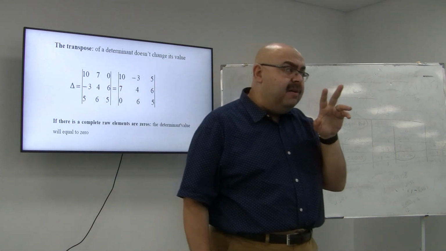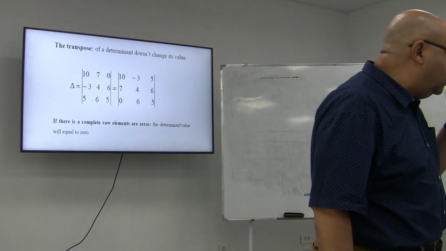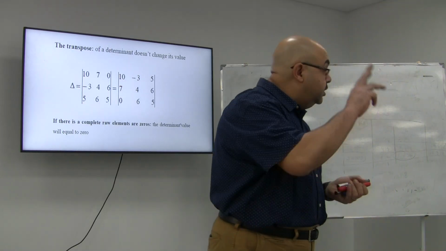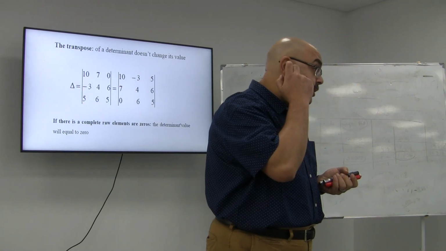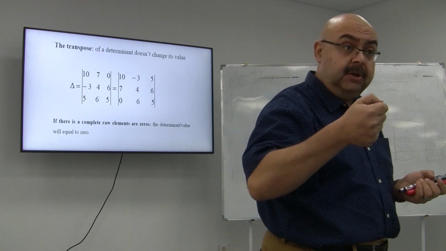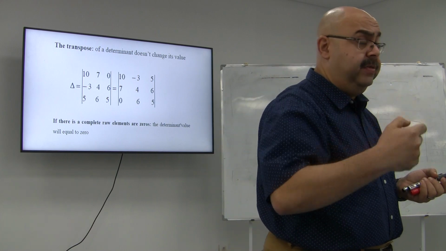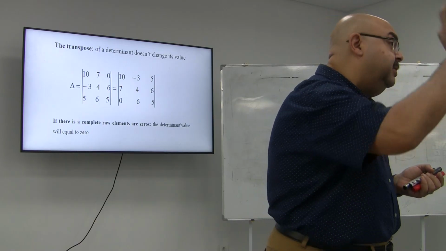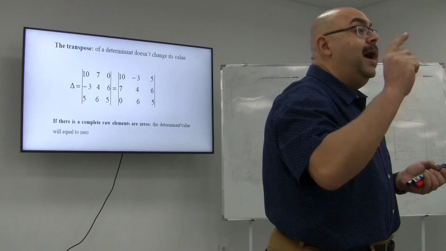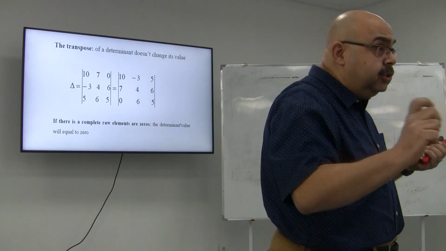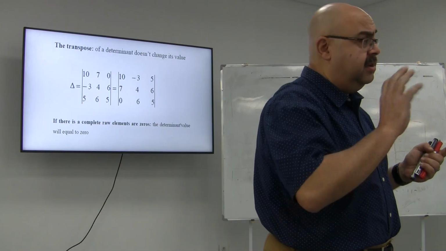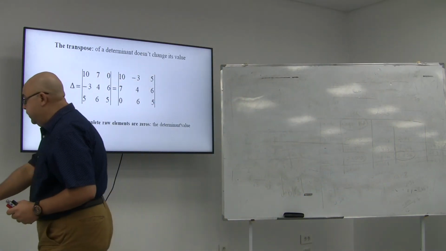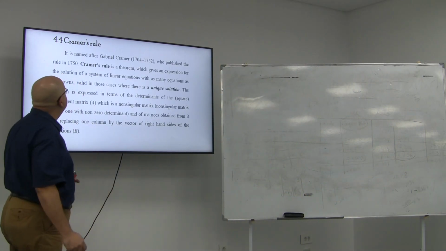Also, if you have two identical rows or columns, the value of the determinant will be equal to 0. So these are two major things you should keep in mind. If I have a determinant with two rows equal to each other, or two columns equal to each other, the result of this determinant will be 0. And also, if you have a complete row of zeros in a determinant, the value of this determinant will be equal to 0. Okay, this is a very nice property.